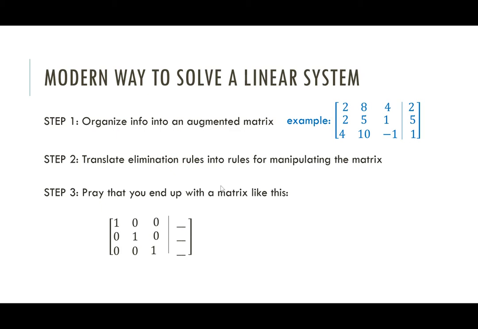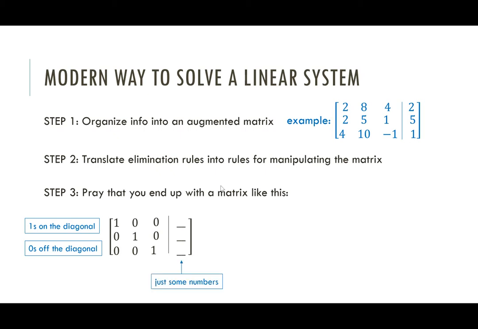And then the third step is to hope that you end up with a matrix that looks like this, where you've got ones on the diagonal and zeros off the diagonal when looking at just the coefficient matrix, and you've got some numbers to the right of the equal sign. Why is that where you want to end up? Well, if you dematricize the system, translating it back into equations gives us x equals something, y equals something, and z equals something, which is what we wanted. So we get our solution. We have a solution when our matrix is in that form.